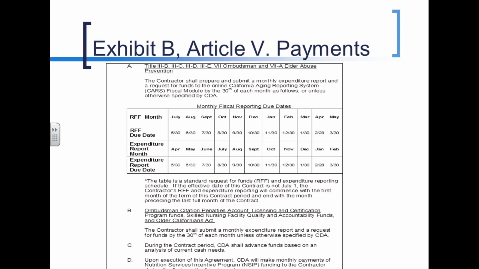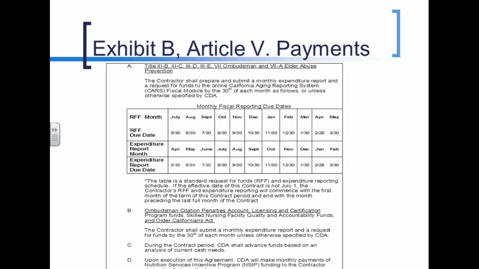Okay. Exhibit B, Article 5, payments. So the Exhibit B of your area plan contract, your HICAP contract, and your Title V contracts that we're going to be discussing all have this table that you see in the center there, monthly fiscal reporting due dates. So those due dates are a tool for you as a AAA to use, and also for you to know what we anticipate you need to have for your deadlines.